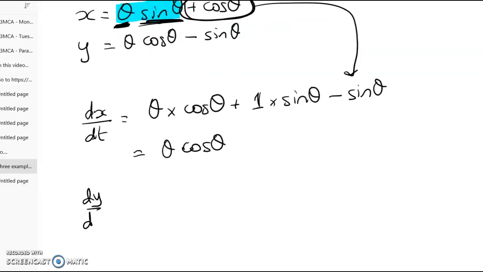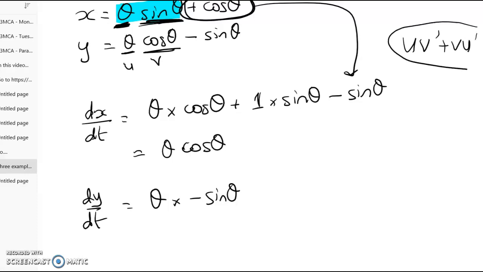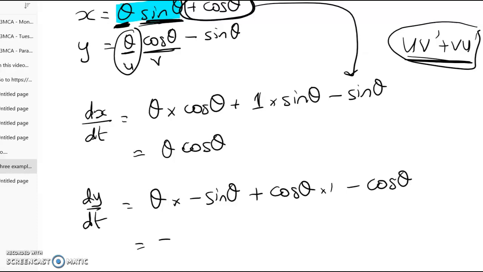dy by dt is equal to theta times negative sine theta. So this is u and this is v. So I've got u v dash plus v u dash. Most of you by now should be past having to write those out explicitly though. So theta times negative sine theta plus cos of theta times 1, differentiating that, minus cos of theta. Cleaning that up gives me negative theta sine theta.